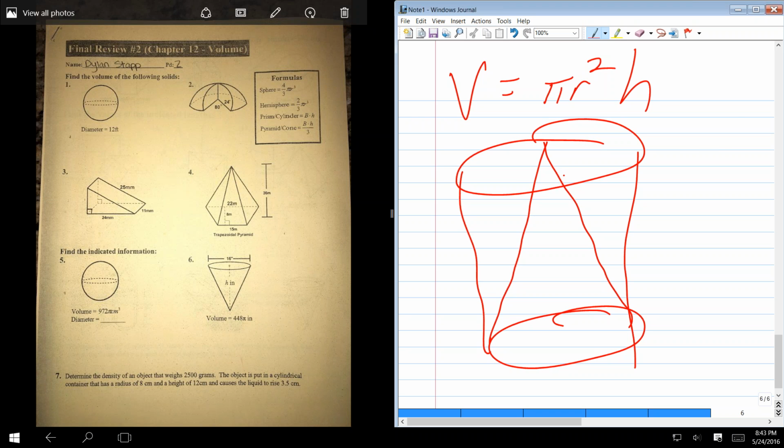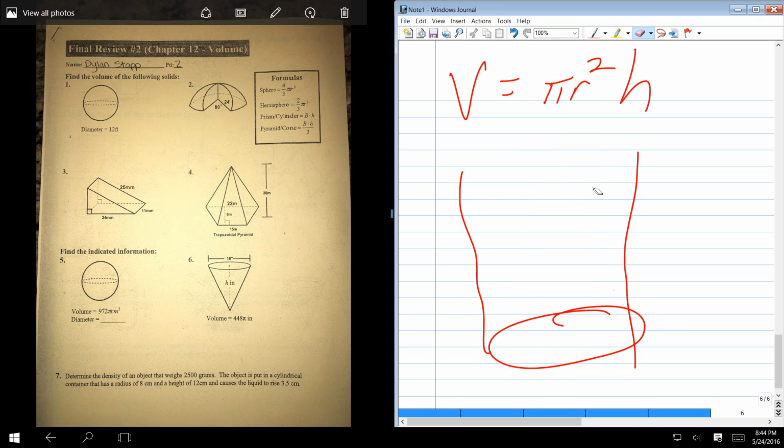It's 1/3. Remember that when it goes to a point, it's 1/3 of what it would have been if it was a prism. And it doesn't matter whether you're talking cones or triangular pyramids or rectangular pyramids or whatever kind of pyramid. If it goes to a point, it's 1/3 of what it would have been if it was a prism. Okay? So you don't want to make this mistake that you made. You didn't put the 1/3 in.